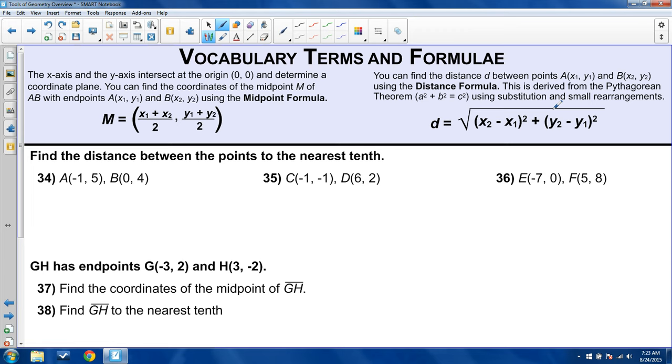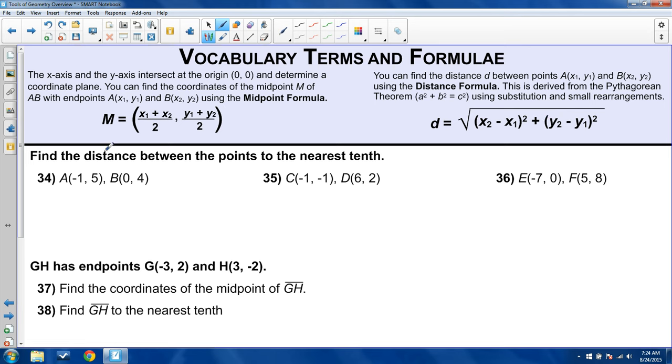Okay, and then the next one, you can find the distance d between points A and B at x1, y1 and x2, y2 using the distance formula. Now, this distance formula is not much different from the Pythagorean theorem. In fact, I want you to think of them as the same thing. This one's a little more complex looking. It has subscripts and a lot more terms than this one.